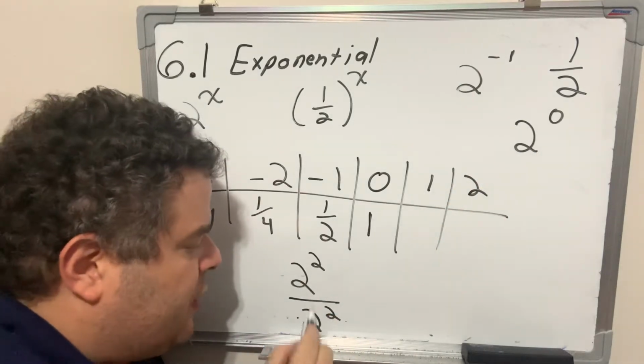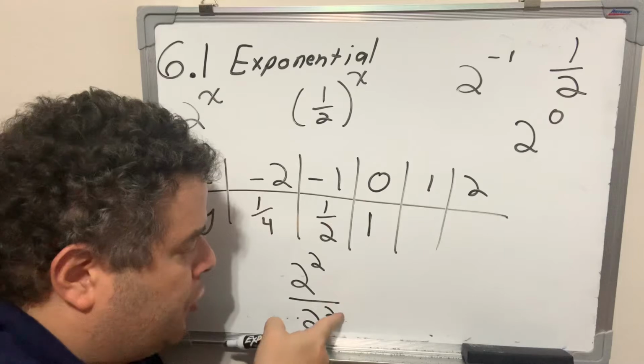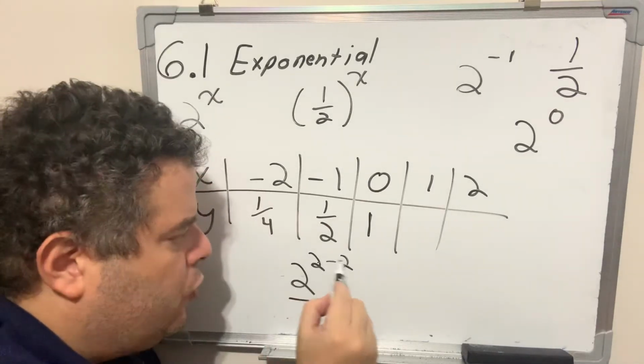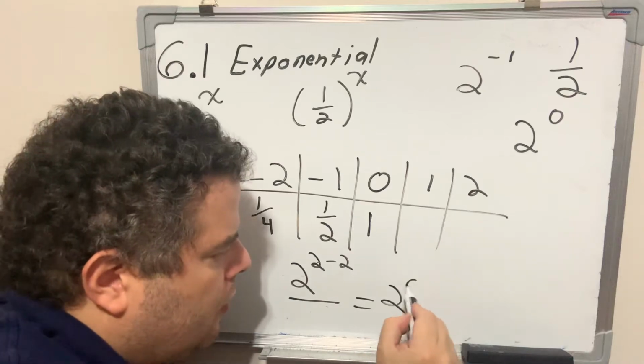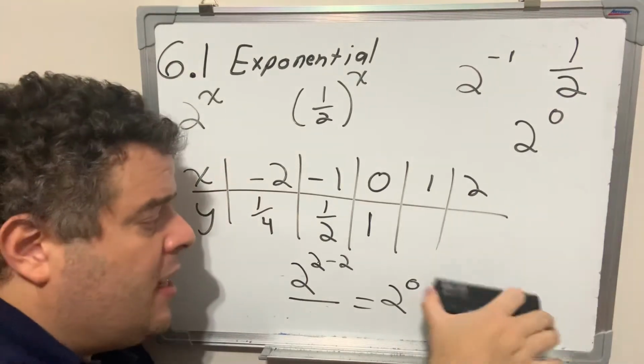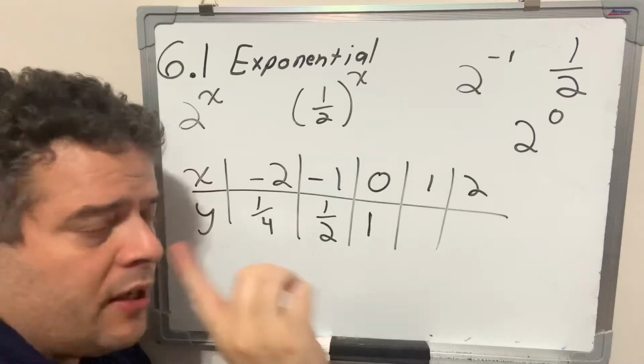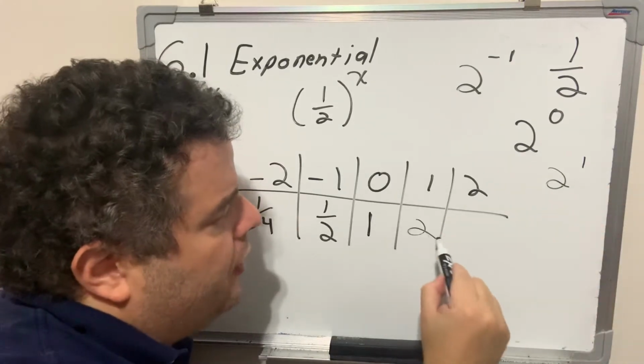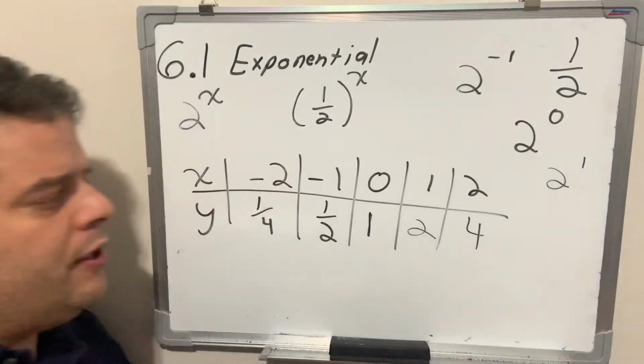If I'm dividing these two, all I gotta do is subtract my denominator. And what is 2 minus 2? And that is 1. So again, any number elevated to the power 0 is 1. Now I'm going to use the number 1. 2 to the first power is 2, and 2 to the second power is 4.